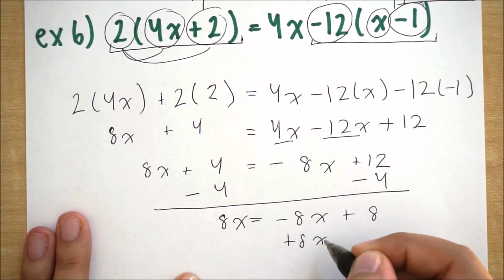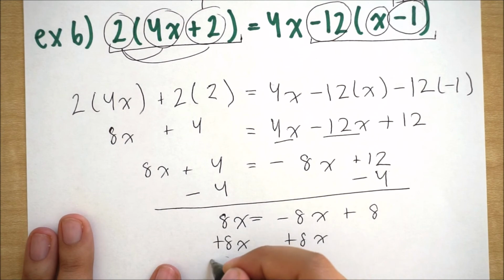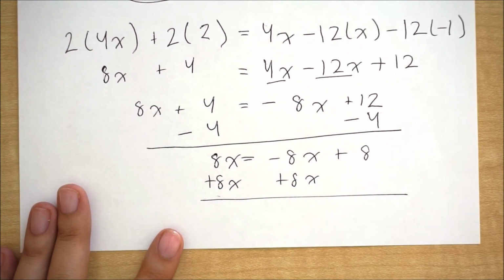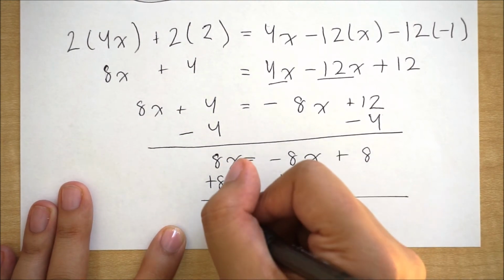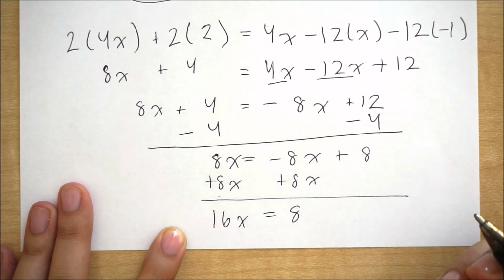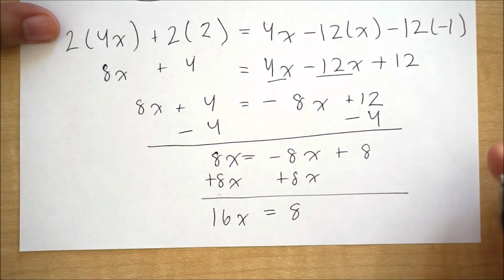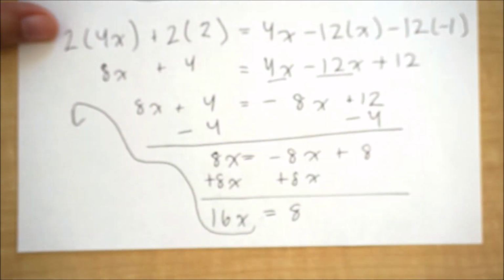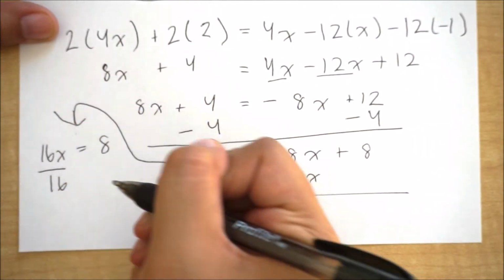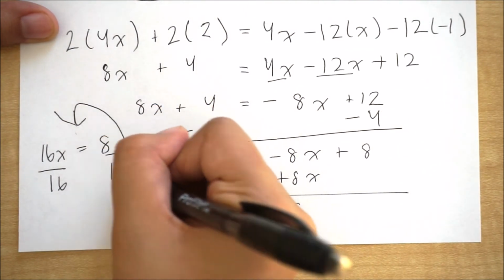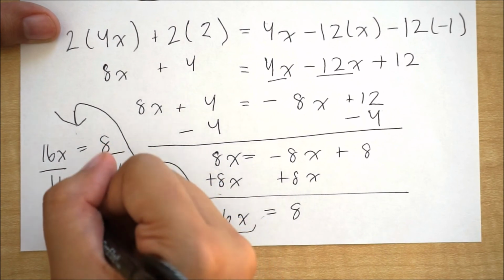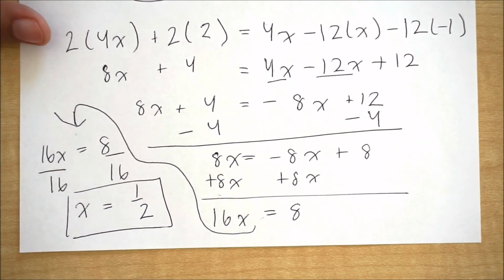Now we'll add 8x on both sides, so we'll have 16x on the left. And we have on the right side negative 8x plus 8x, which is just 0x, so we don't have to worry about it. And so we just have 8 on the right. Now we can divide both sides by 16 so that we can isolate the value of x, because 16 divided by 16 is just 1. Once we get that, we get x is equal to half. And you can go ahead and plug that back into your original equation to prove that it's true.